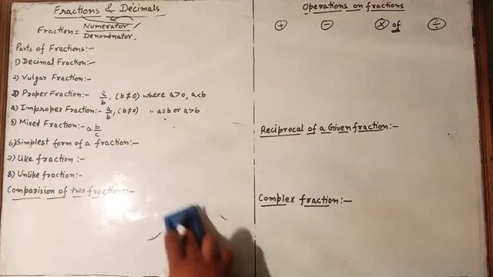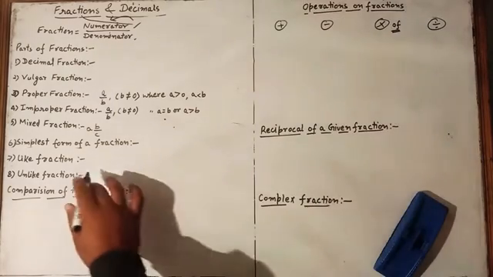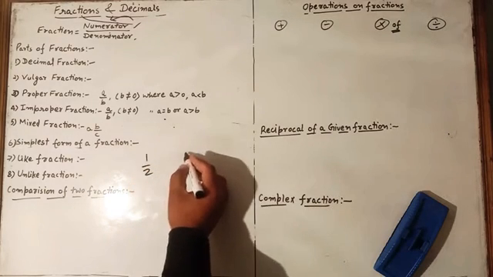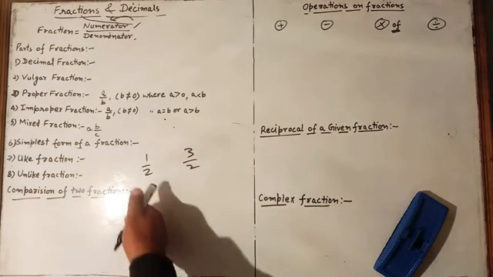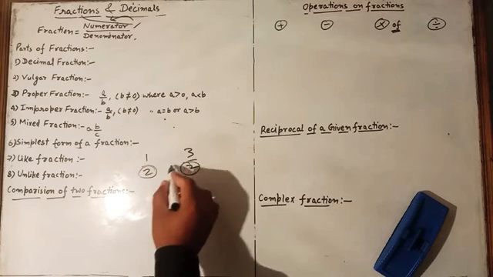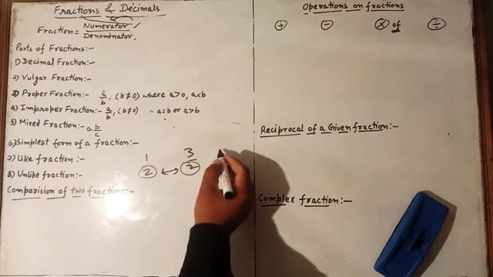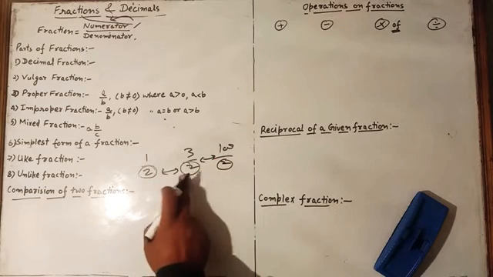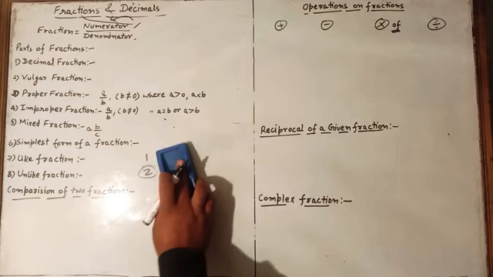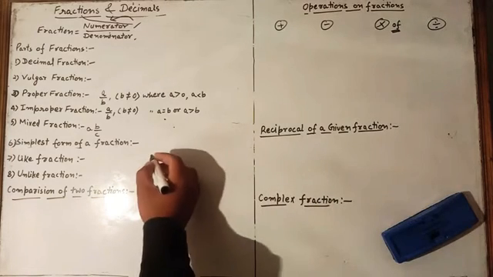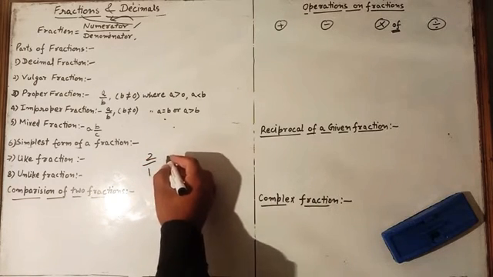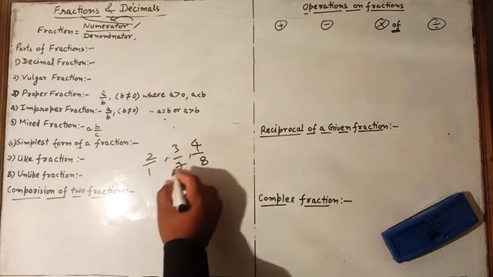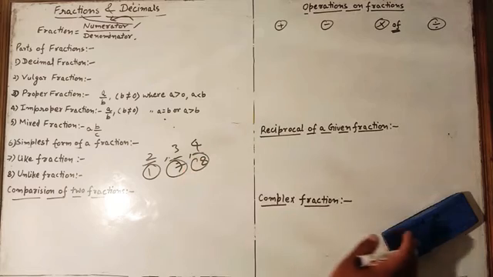Now come to like and unlike fractions. Like fractions are the fractions having the same denominator, like 1 by 2 and 3 by 2. These will be like, because the denominator is the same in both. Or if I write 100 upon 2, then again these three will be like, because the denominator is the same. Whereas in the case of unlike fractions, the denominator will not be the same: 2 upon 1, 3 upon 7 and 4 upon 8. These will be unlike fractions because the denominator is not the same.